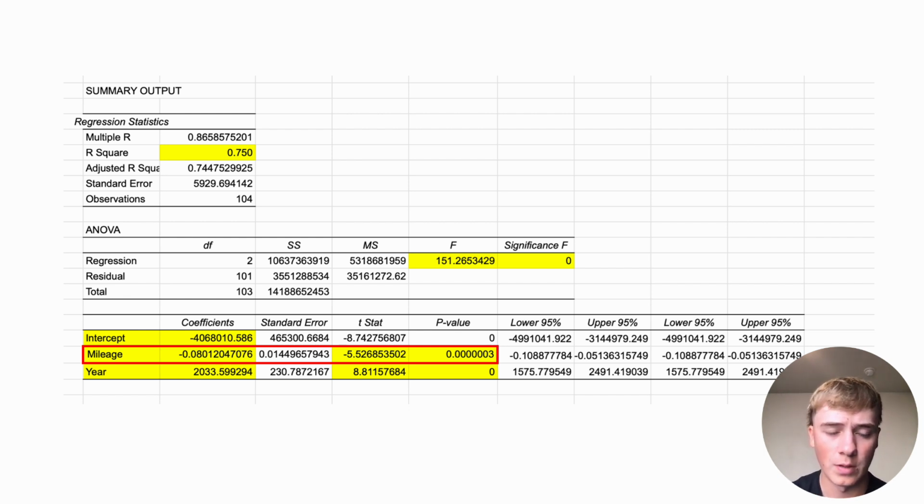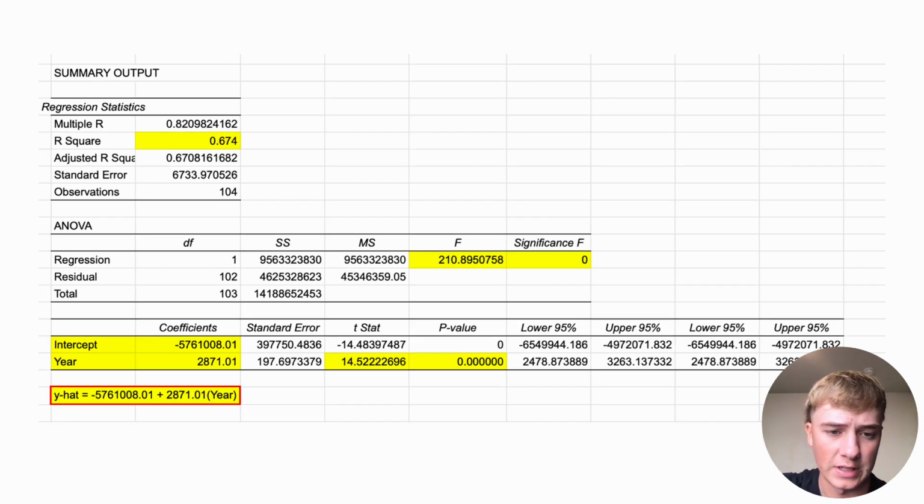Then we decided to do one more regression model where I got rid of mileage and was left with year. Our r-square did drop a little bit, but nothing major. Our f-statistic value jumped up a lot, which we'd like to see, and our p-value was low and our t-statistic value was high. So that showed we had a good regression model in place.